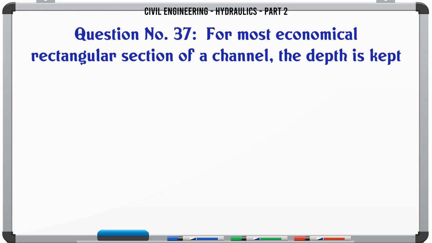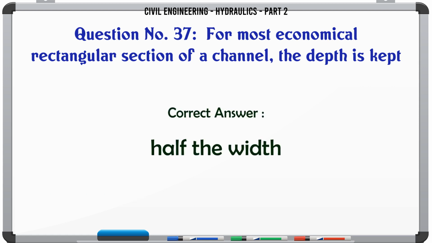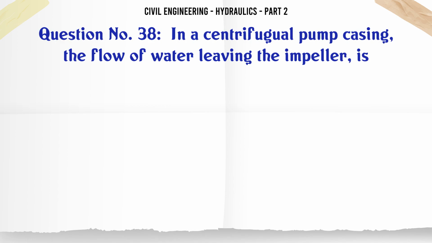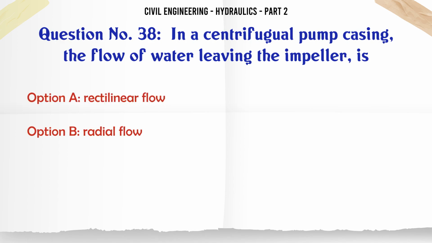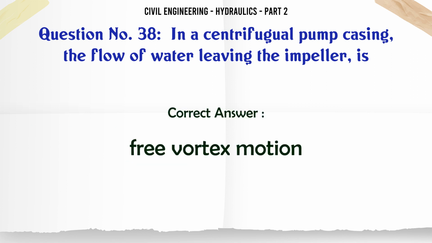For most economical rectangular section of a channel, the depth is kept A. 1/4 of the width, B. 3 times the hydraulic radius, C. half the width, D. hydraulic mean depth. The correct answer is half the width. In a centrifugal pump casing, the flow of water leaving the impeller is A. rectilinear flow, B. radial flow, C. free vortex motion, D. forced vortex. The correct answer is free vortex motion.